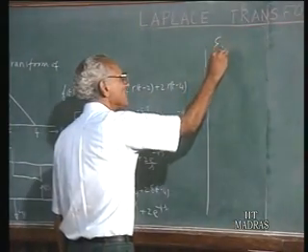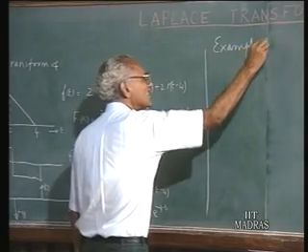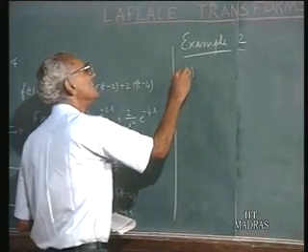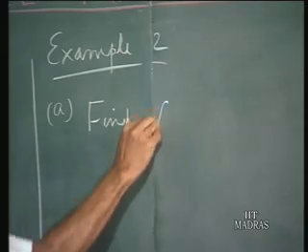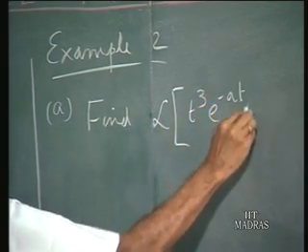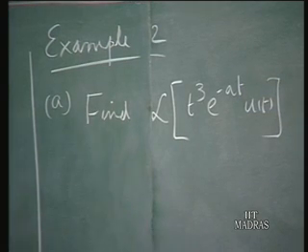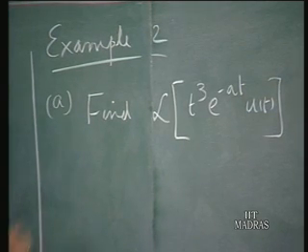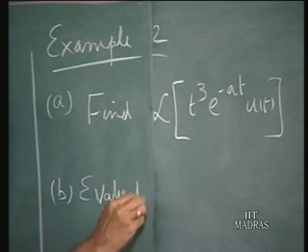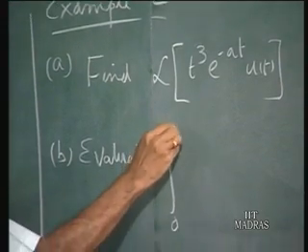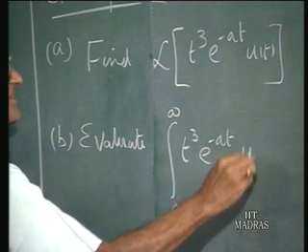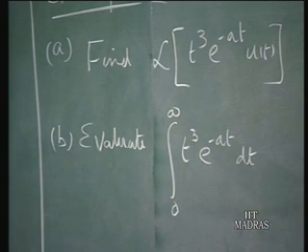Let us take a second example. A. Find the Laplace transform of t cubed e to the power of minus a t u(t). And after having found that out, evaluate the integral from zero to infinity of t cubed e to the power of minus a t dt. This is the question that is asked for us.